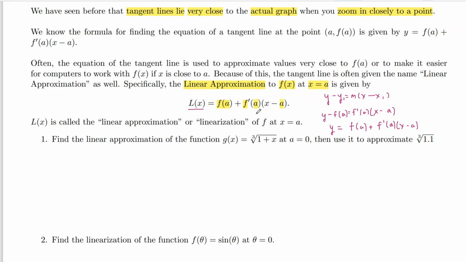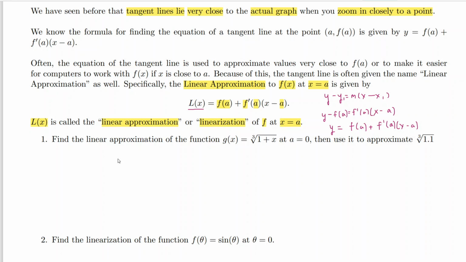And like I highlighted above, it's got a main name, which is linear approximation, but it could also be called the linearization. So both of these names pretty much mean figure out the tangent line of your function at some point. So to practice this, we'll just have two quick questions.